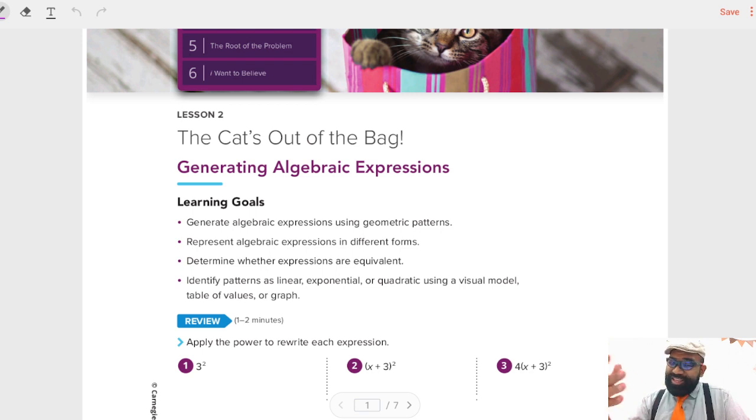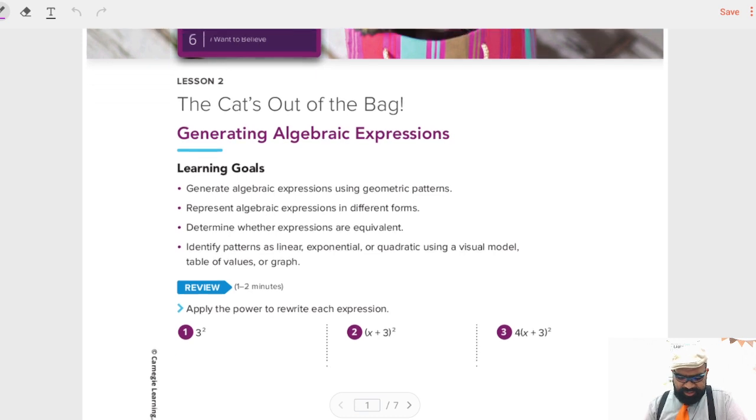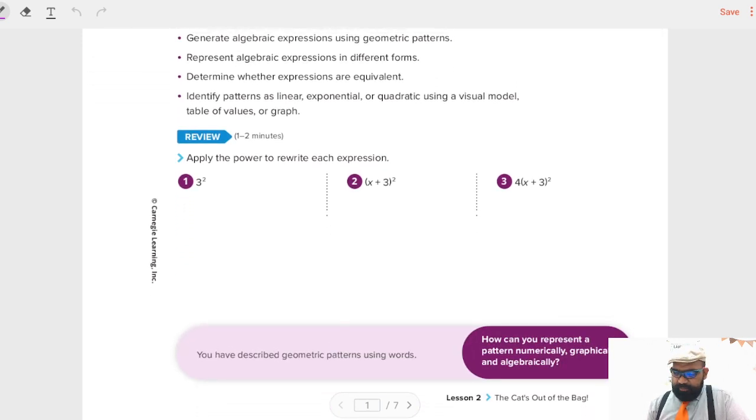Okay, let's go over here our class in Algebra 2. Guys, as I promised to you guys, here is our lesson. This is the review first. Okay, we started with this. 3 squared is the same thing as 3 times 3, which is 9.